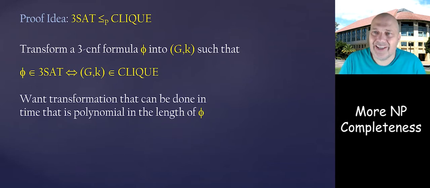So, okay, enough with the meta discussions. Let's just dirty our hands and show that 3-SAT reduces, is polynomial time reducible, to CLIQUE. We want to transform phi, and we want this transformation to be polynomial. So we need to show a polynomial time transformation and then show the equivalence.